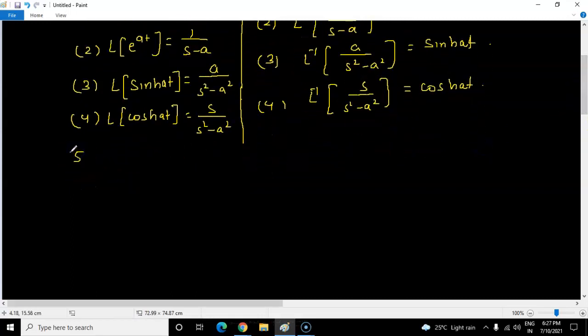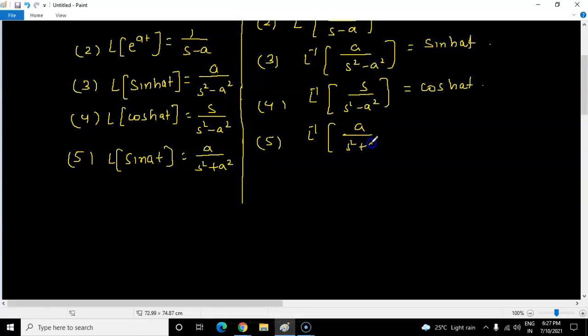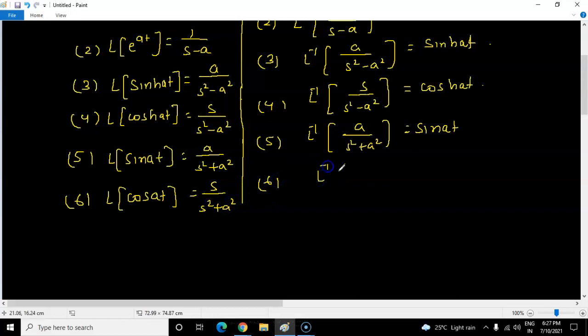And all the formulas are like the same only. Sine of at we studied: a by s square plus a square. So Laplace inverse of a upon s square plus a square, we can write as sine of at. Laplace of cos of at is equal to s by s square plus a square. The Laplace inverse of s by s square plus a square becomes cos of at.